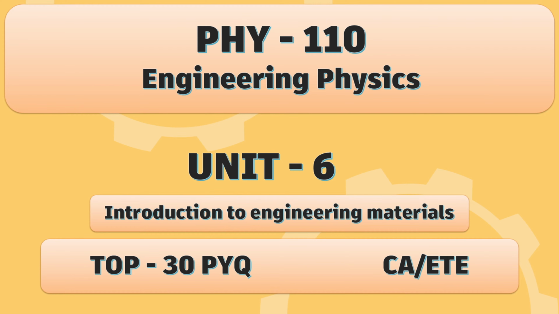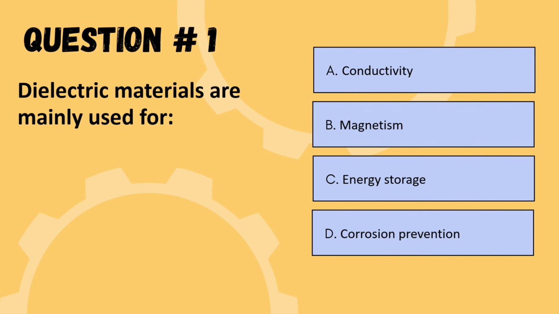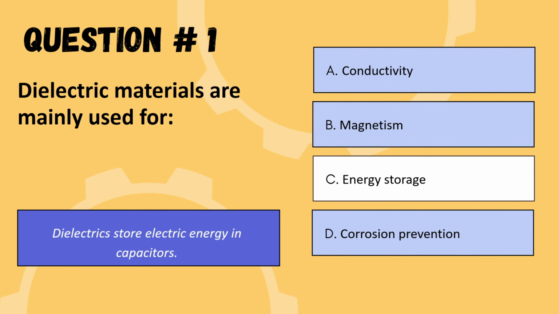Hello everyone, this is our last unit of your PHY 110. So let's start the questions. Our first question is: dielectric material are mainly used for, options are conductivity, magnetism, energy storage, corrosion prevention. So the correct option is option C, energy storage. So we are moving to the next question.